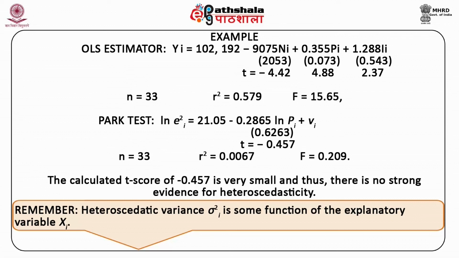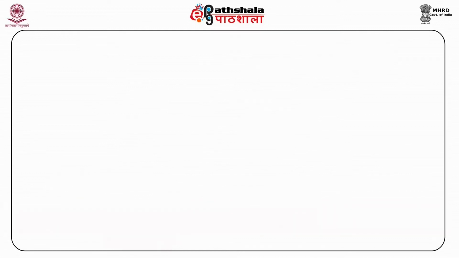Here, in the Park test, we regress the log of the square of residuals on the log of P, denoting the population. The result we find is that there is no strong evidence for heteroscedasticity, as the calculated t-score, which is equal to minus 0.457, is very small.